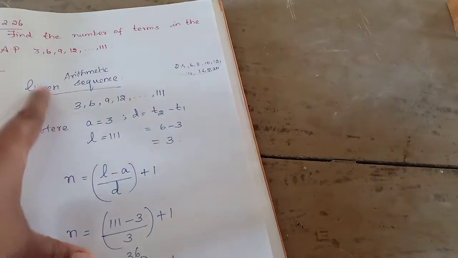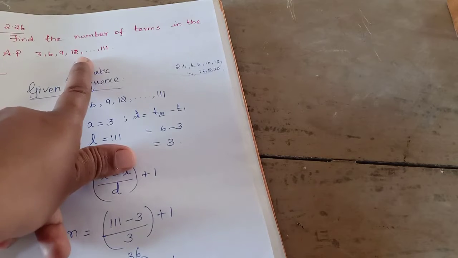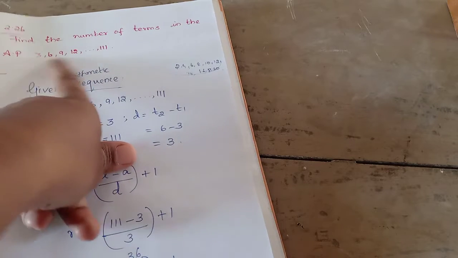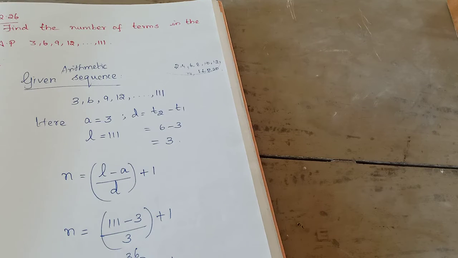So how many terms are in this sequence? There are 37 terms. In between there are 3 dots, no? How many terms are there in between? Totally from 3 to 111, 37 terms are there. Okay. Shall we move to the next problem?